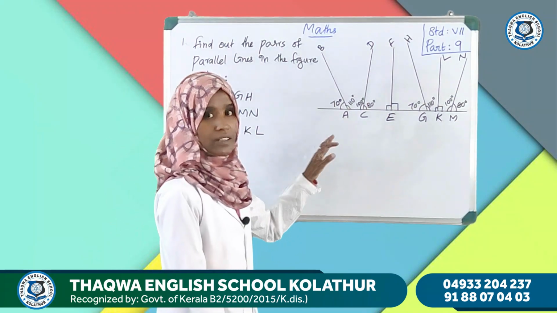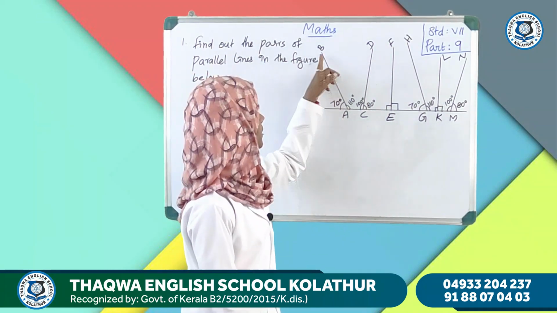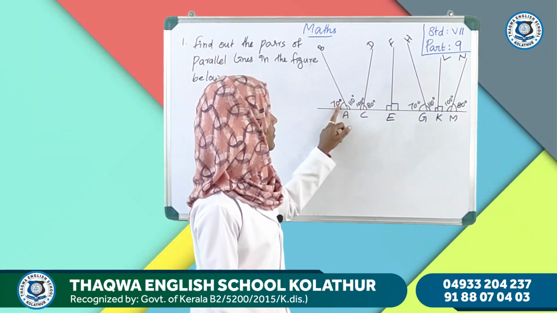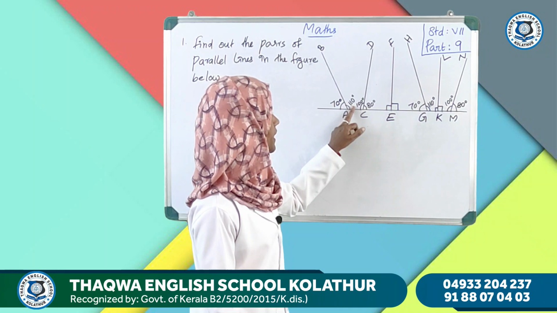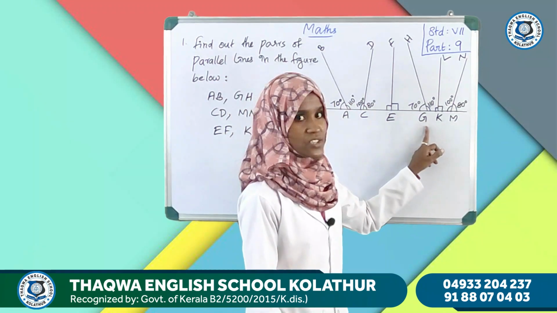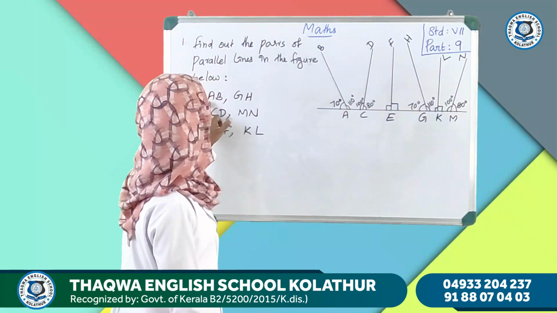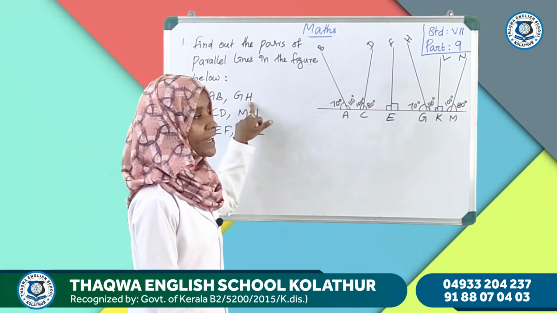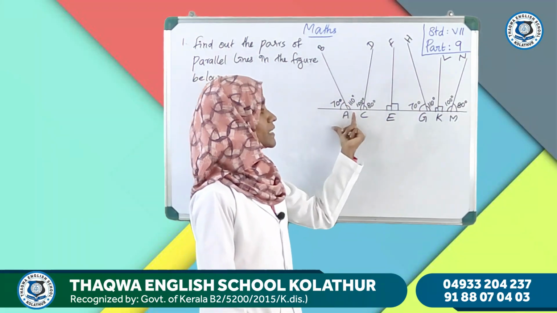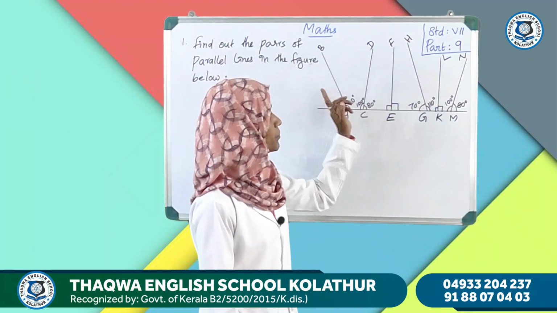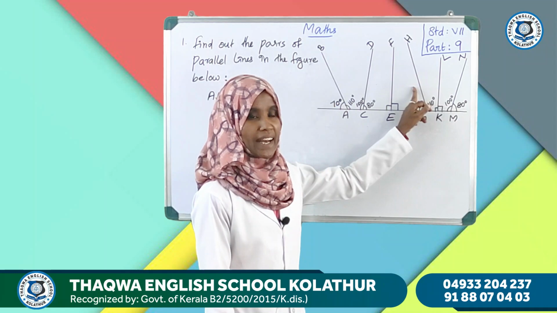What is the reason? Here AB, the angles 70 degree and 110 degree. Here GH 70 and 110 degree. Since the angles are the same, they do not slant differently. So the lines AB and GH are parallel.